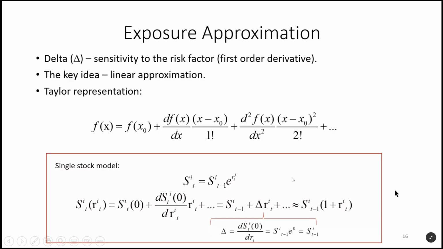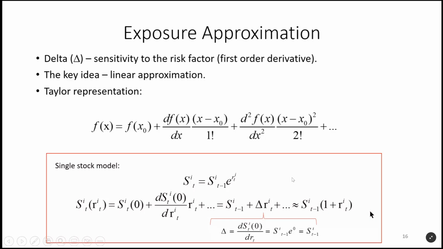On this slide, you can see an example of this kind of approach for a single stock, when the value of the stock is described by exponential dynamics. So we consider the logarithmic return as a risk factor. And we can apply the Taylor representation here and demonstrate that dealing with logarithmic returns as arithmetic returns is a very nice approximation for small values.